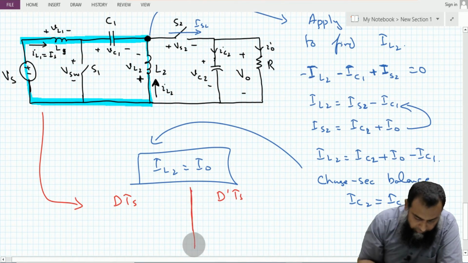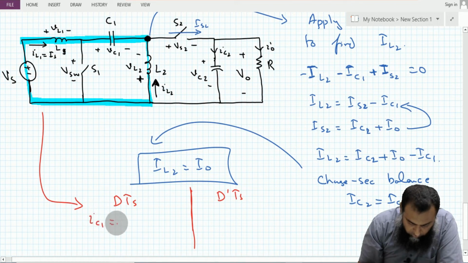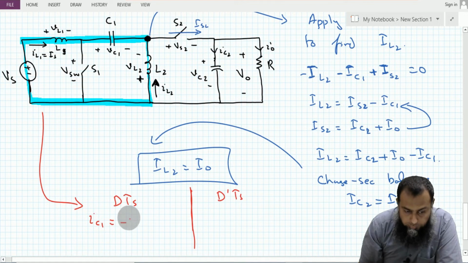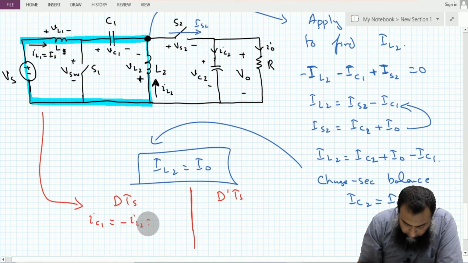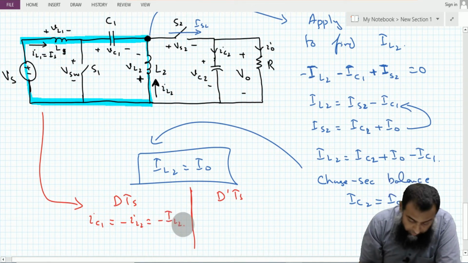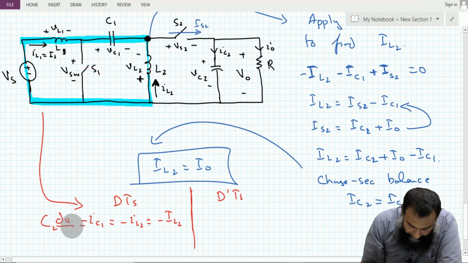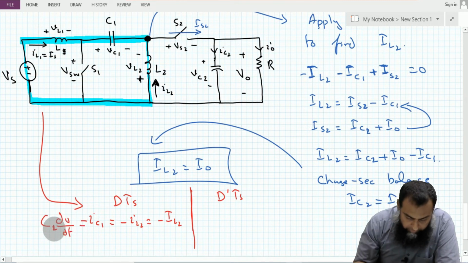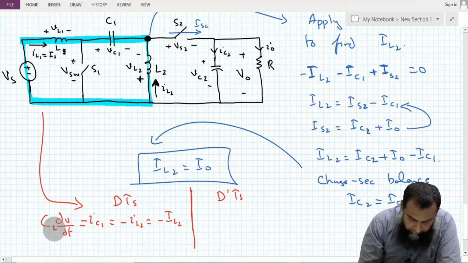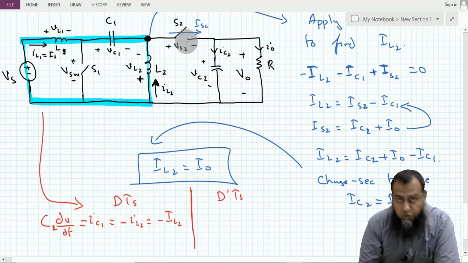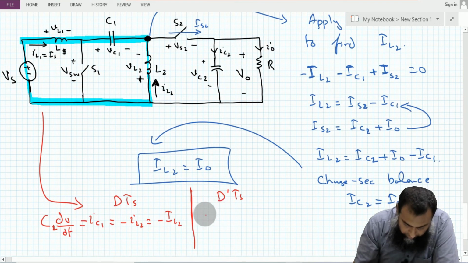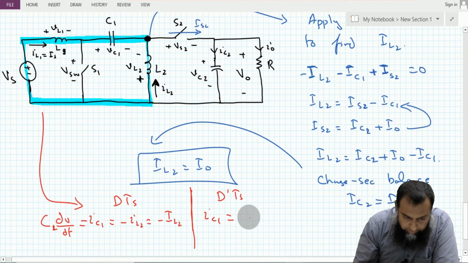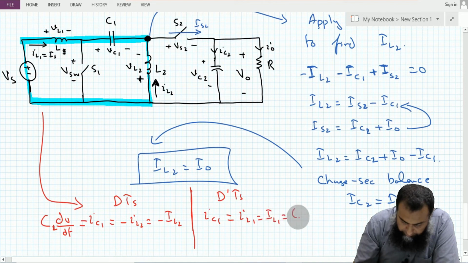So when we have the switch S1 on, then the IC1 becomes equal to minus IL2, and that is equal to C1 dV by dt. Also when we have switch 2 connected, then this IC1 becomes equal to IL1, that is equal to C1 dV by dt.